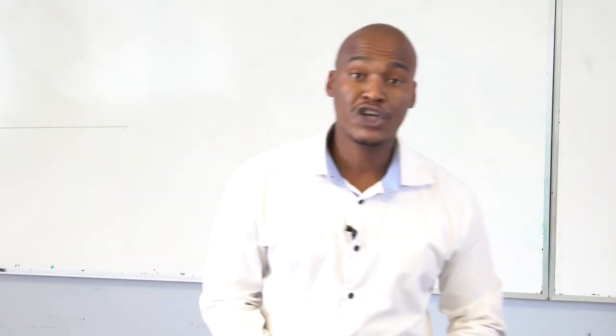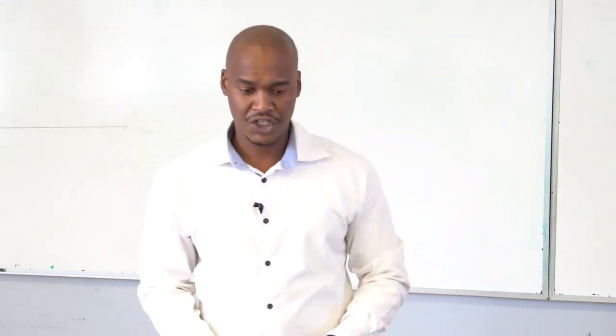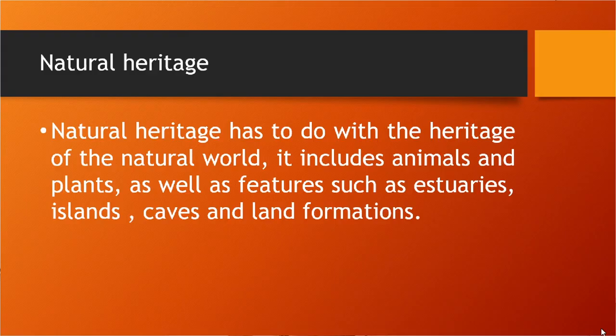All right, moving on, we're going to look at the first type of heritage. The first type of heritage that we have, ladies and gentlemen, is natural heritage, which has to do with all the things that were created by God, which means that natural heritage comes from all the things that we find on earth. It has to do with the natural world, which includes animals, plants, features such as estuaries, islands, caves, and any land formations that we can find out there.